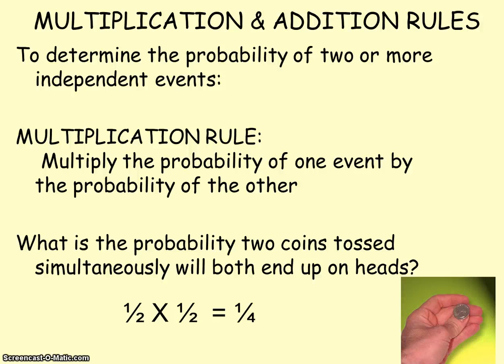Multiplication and addition. So you always multiply the probability of one event by the probability of another. So what's the probability that two coins tossed will simultaneously both end up on heads? 1/2 times 1/2 gives me a 1/4 chance. Same thing as saying what are my chances of having a second son? My first was a 1/2 chance. If I have another kid, 1/2, so 1/4.